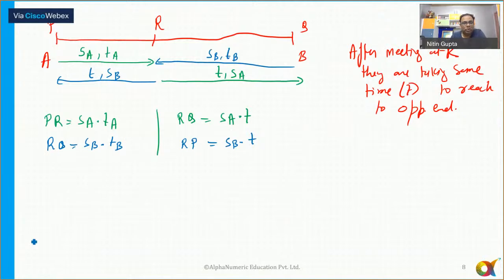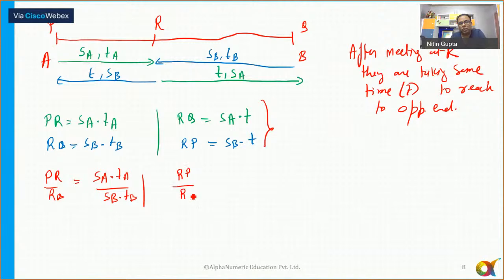Take the ratios here. If I take the ratio in the first case, I will say PR upon RQ is equal to SA into TA upon SB into TB. Second, take the ratio of these two. So RP in the numerator upon RQ is equal to SB into T upon SA into T. T and T will get cancelled, so simply SB upon SA. Now you can see both PR and RP are the same, RQ and RQ are the same. So these two ratios are equal.